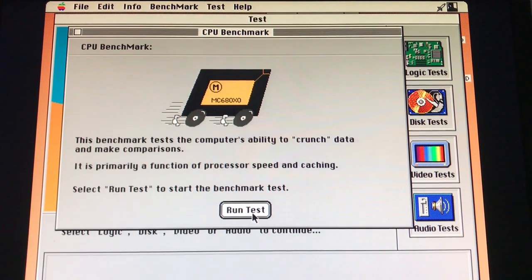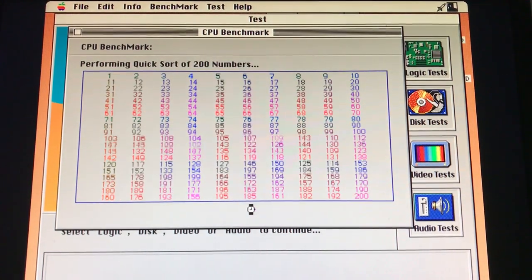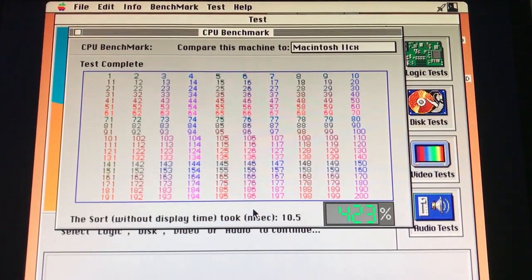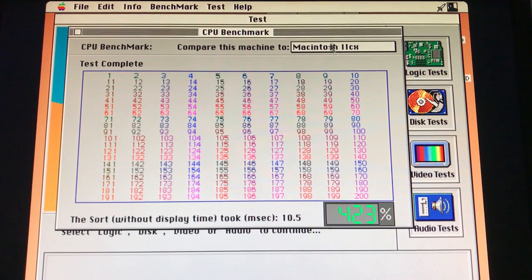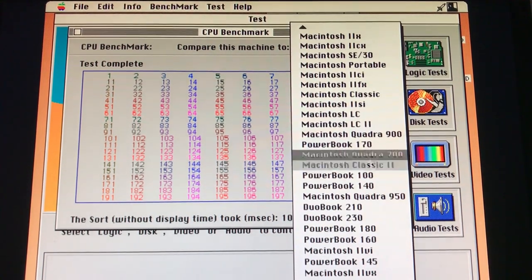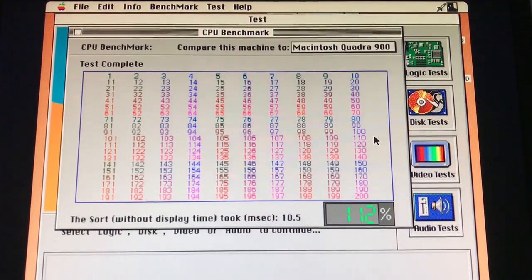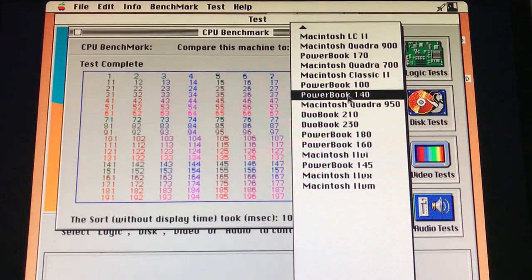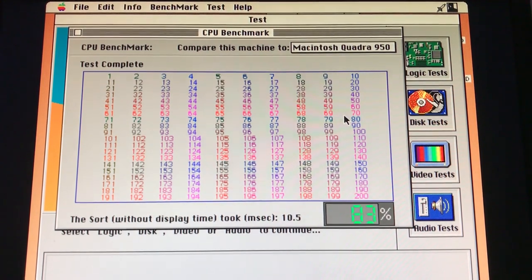Lastly, let's do the CPU benchmark. We have a 423% increase in performance doing a sort. Compared to a Macintosh Quadra 900, that gets us 112%. So, in some scenarios, the Rocket might actually be slightly faster than a Quadra. If you compare that against the Quadra 950, we're slightly under.